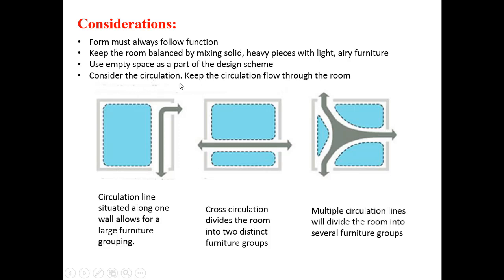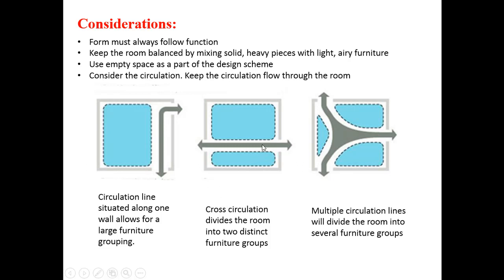Consider the circulation. Keep the circulation flowing through the room. Here, for example, this is the furniture and here the circulation. The circulation line is situated along one wall, always for a large furniture grouping. If we have a very big grouping of furniture, we can make a small corridor beside one wall. This is a circulation line.